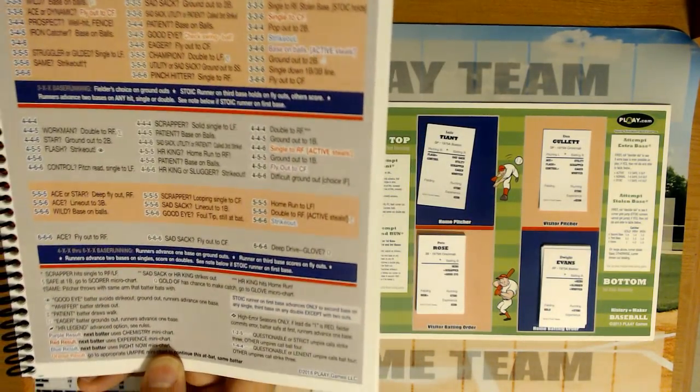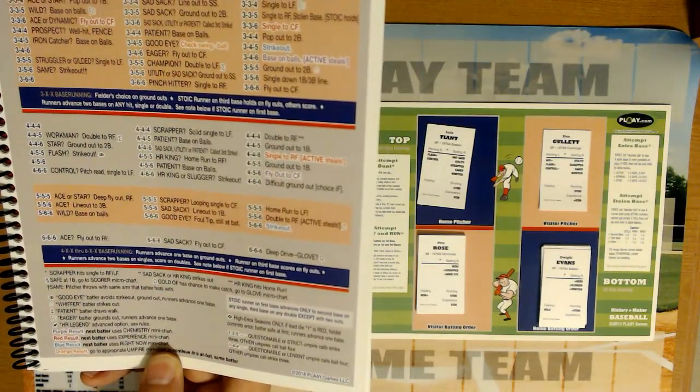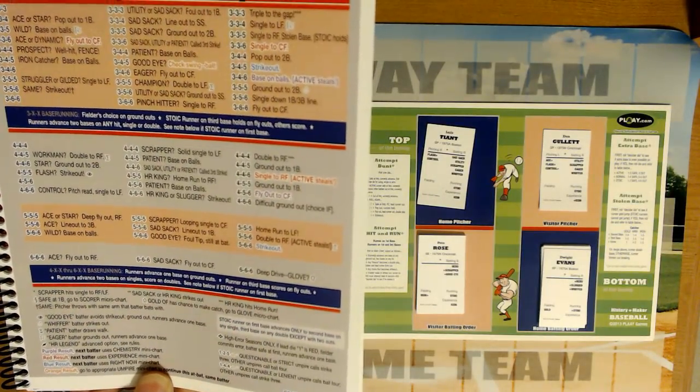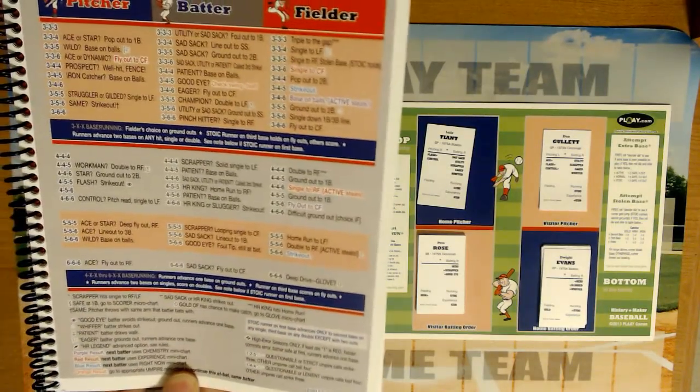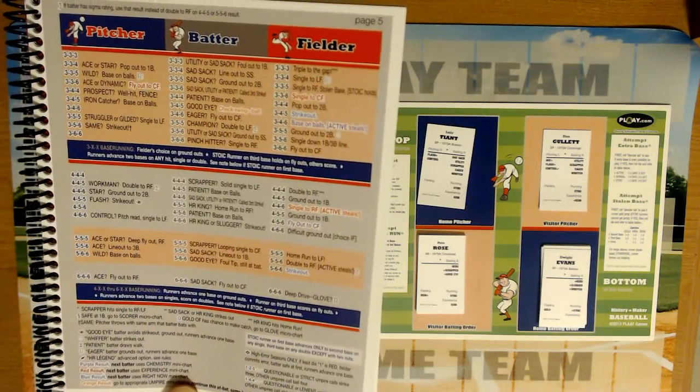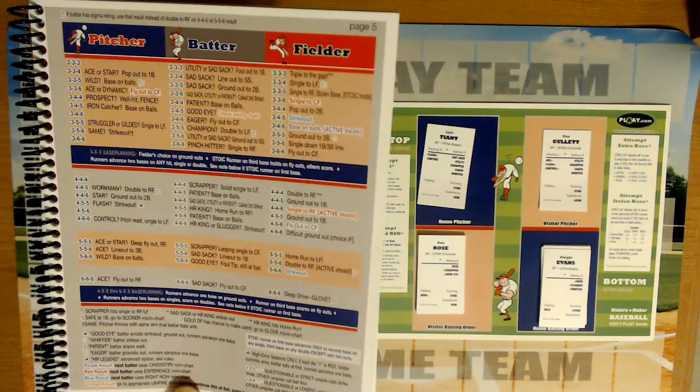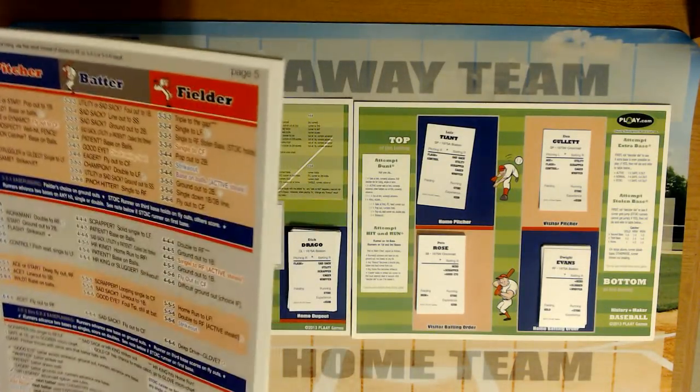So for example, that flag, what that flag means is if it's an eager batter, they're going to ground out. It's going to be a productive ground out because the runners are going to advance a base, but you're not going to get that walk. So that's what happens there. So we have those special symbols.